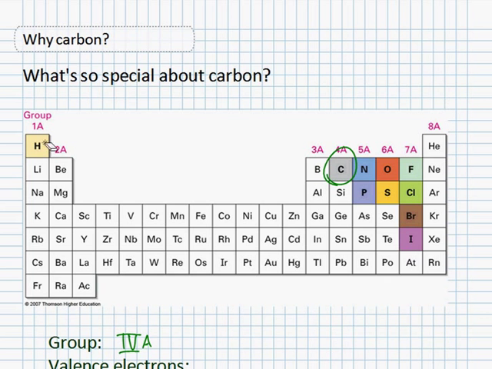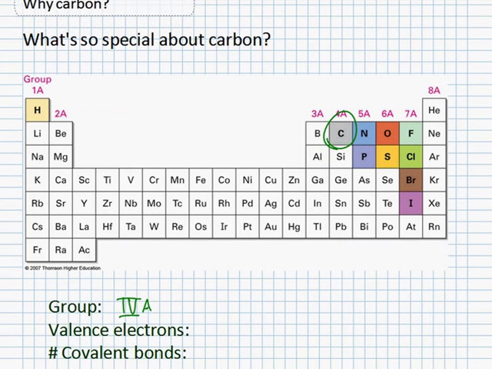So going 1, 2, 3, 4, 5, 6, 7, 8 across the main group, skipping the transition elements there. So fourth group, essentially the fourth column of the main group, that means how many valence electrons does it have? Those group numbers are very handy to us because those are counting up the number of electrons in the outer shell. So carbon has 4 valence electrons.